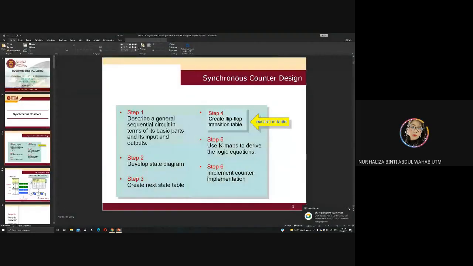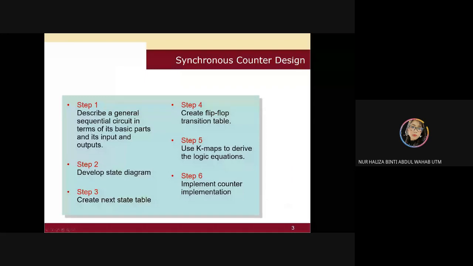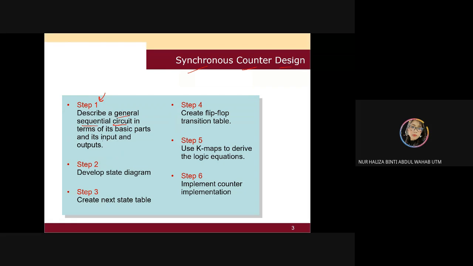Okay, so here you can see there are several steps that you need to know under your synchronized counter design. First step, describe the general sequential circuit. So you need to know the condition, what is the input and also what is the output. Second, you need to develop the state diagram. This one you already done.